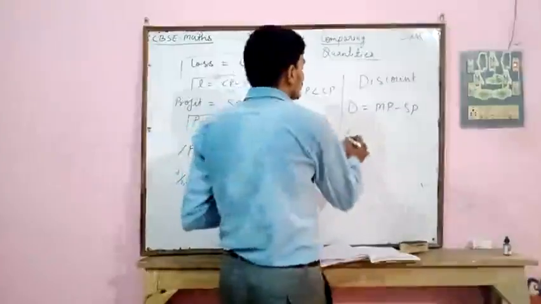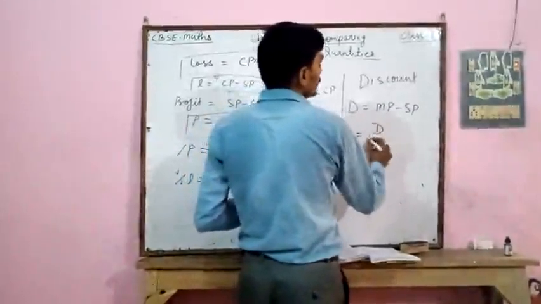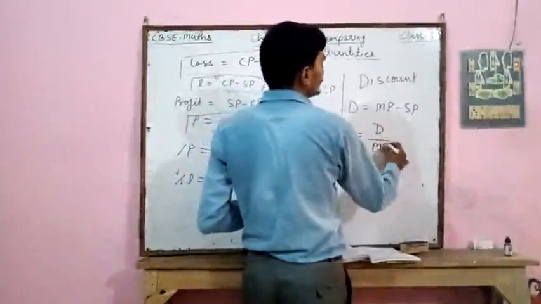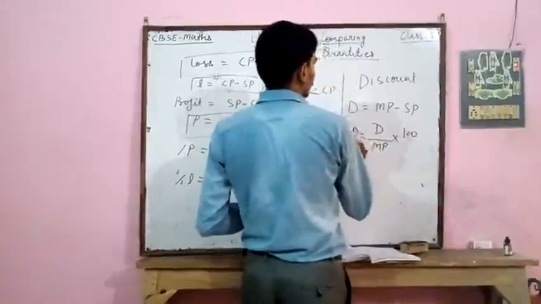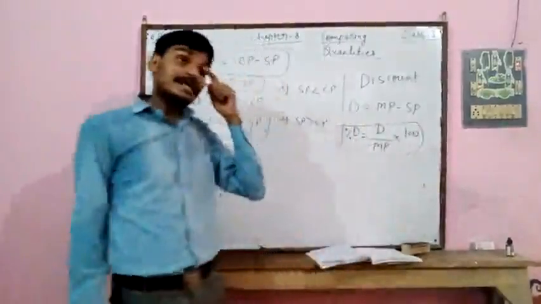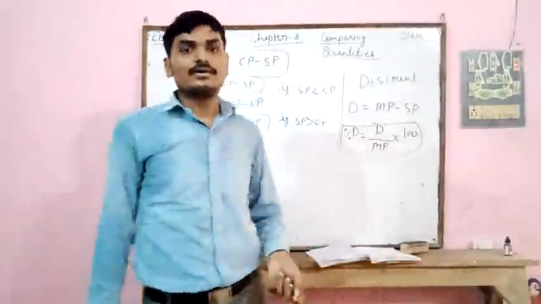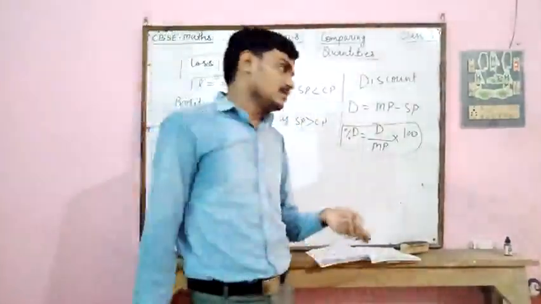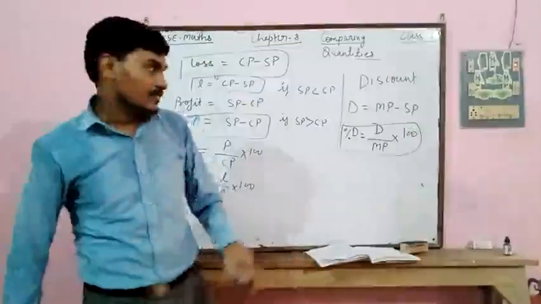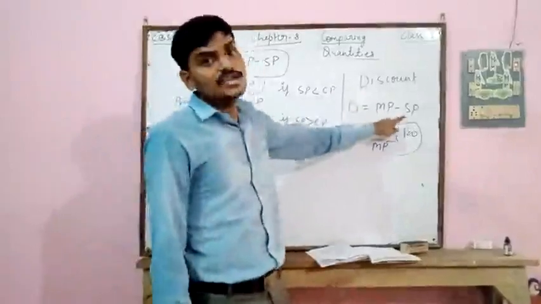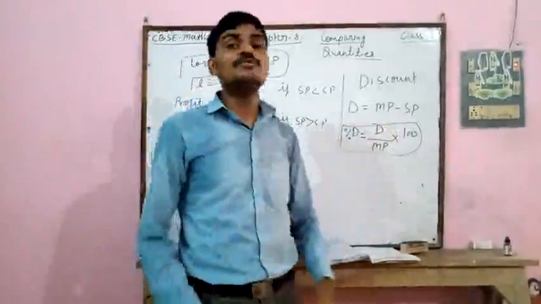And what is the percent discount? Percent discount is equal to discount upon mark price into 100. This is the percent discount. Any seller gives a discount on any product on the basis of MRP. So discount is mark price minus selling price, and percent discount is equal to discount upon MP into 100.